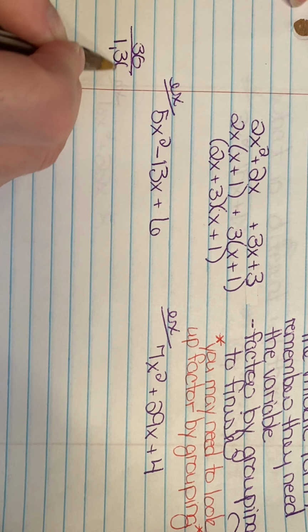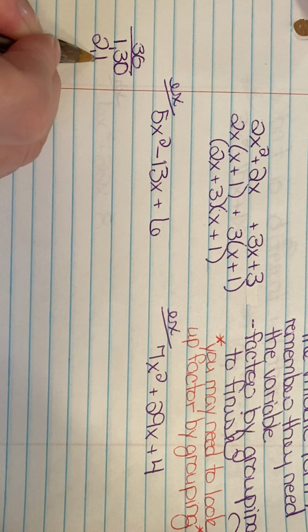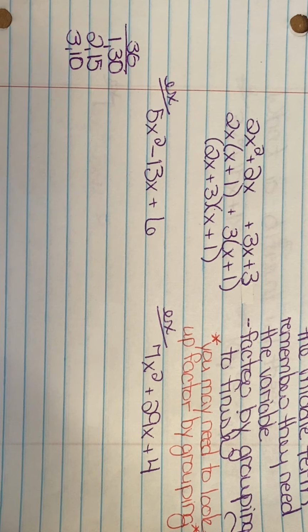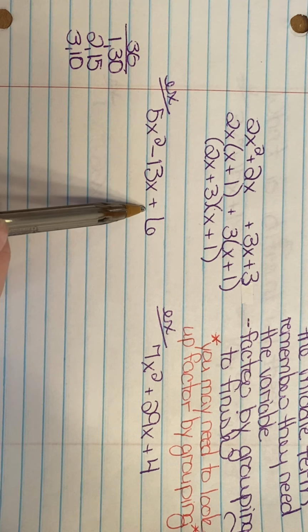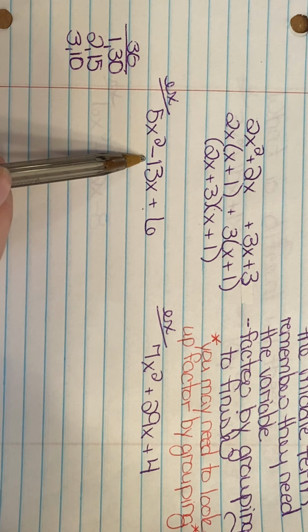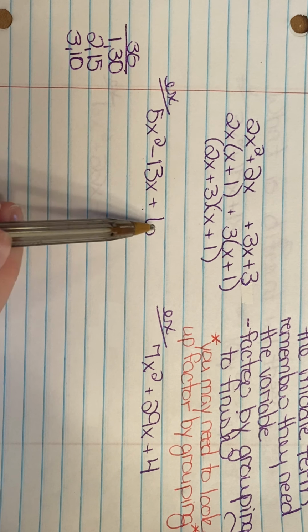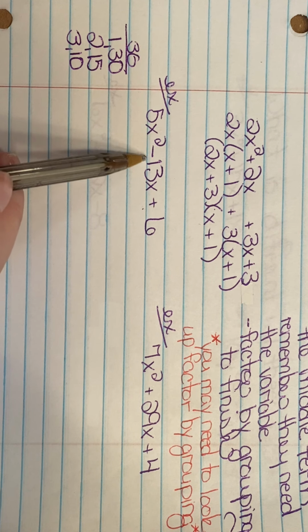1 and 30, 2 and 15, 3 and 10. Okay, now I know that this is positive and this is negative, and we learned this last time. How can I multiply to get a positive? Well, I can either have 2 positives multiplied together or 2 negatives.